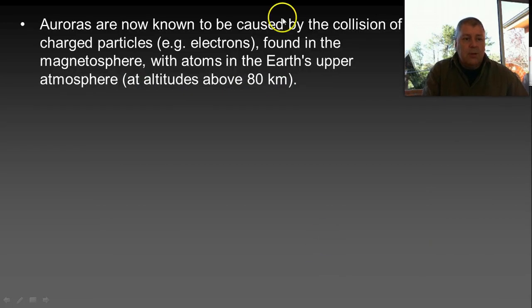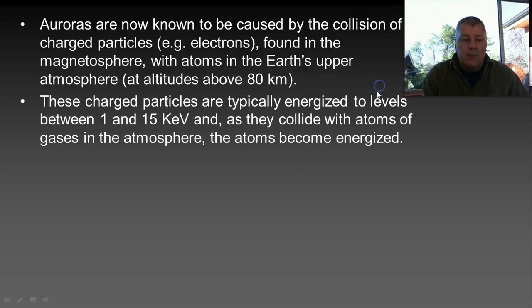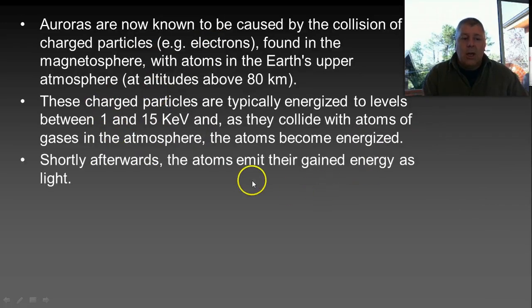And so what are they? Well, they're caused by the collision of the charged particles with the Earth's magnetosphere and the atoms in the upper atmosphere. So in the upper atmosphere, atoms are being bombarded effectively by these fast-moving electrons. They cause the atoms to get excited because these electrons and protons have a fair amount of energy, and then when the atoms lose their energy, they emit the energy in the form of light, and that's what we're seeing, the auroras.